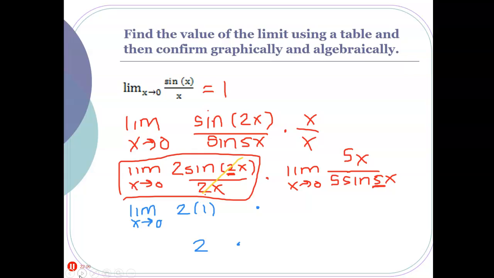The limit as x approaches 0 of 5x over sine 5x follows the same rule of equaling 1. So it doesn't matter if sine's on top or bottom, that becomes a 1. So you get the limit as x approaches 0 of 1/5 times 1. So we get 2 times a 5th, or 2/5.